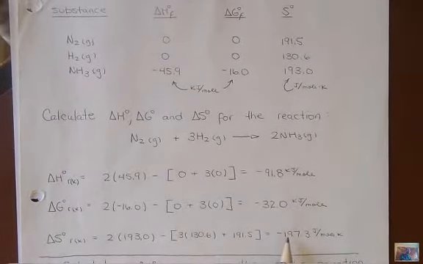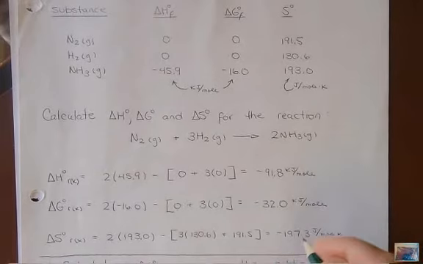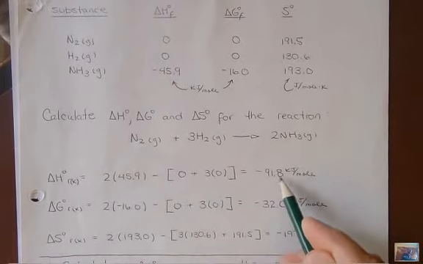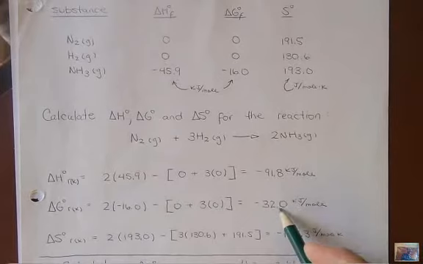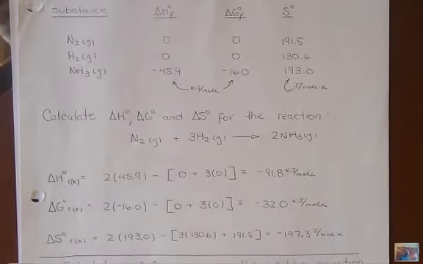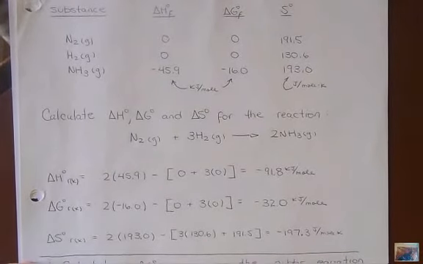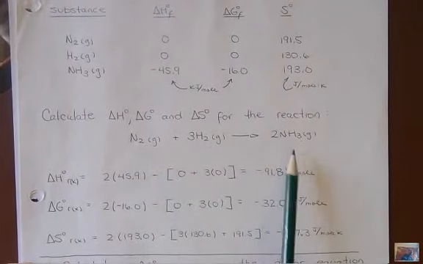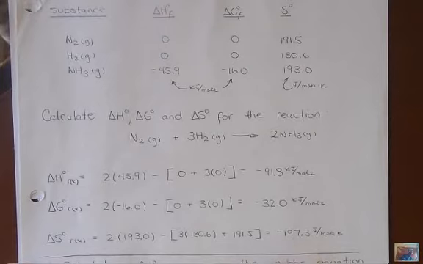You get negative 197.3. So although this reaction is exothermic and spontaneous, it has an entropy change that is negative. That means it's going against nature. Why? Because I have 4 moles of gas going to 2 moles of gas. So you could have predicted its sign. You can't get its number, but you could predict its sign.